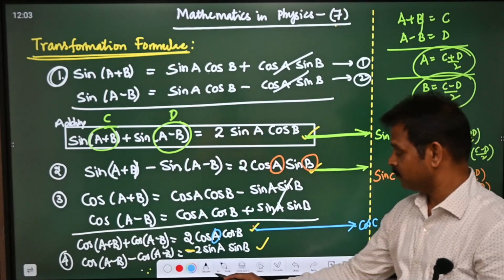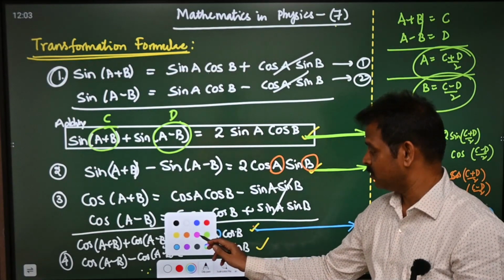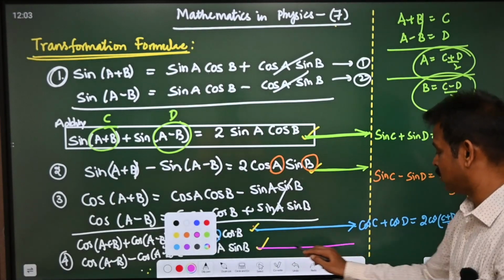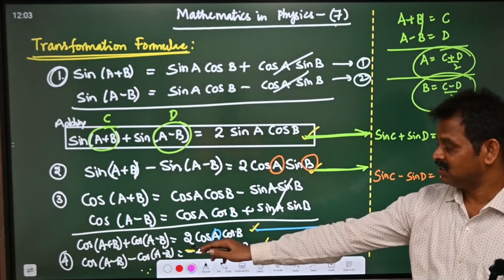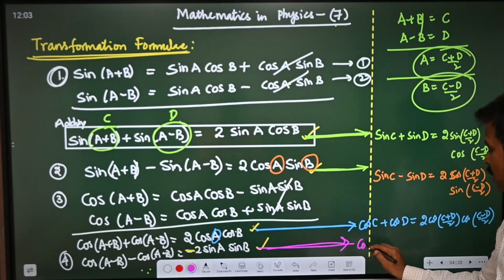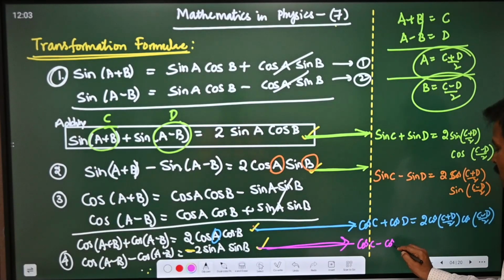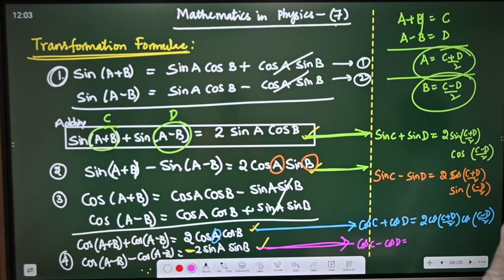And the fourth one, and be careful with this one, the fourth one here I am writing cos C minus cos D, written as minus of 2 sin C plus D by 2 and sin C minus D by 2.